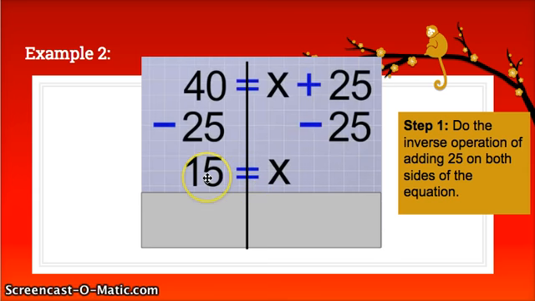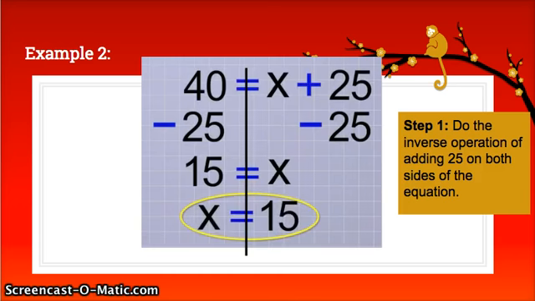Now, if this is arranged strangely to you to say 15 equals x, you are welcome to flip it around and say x equals 15. It means the same thing.